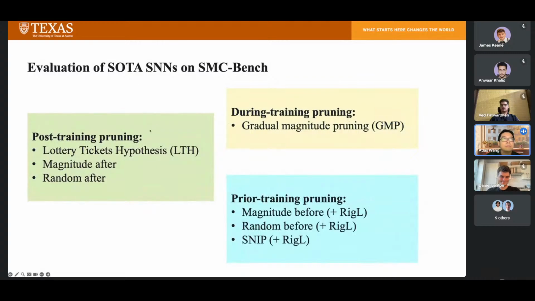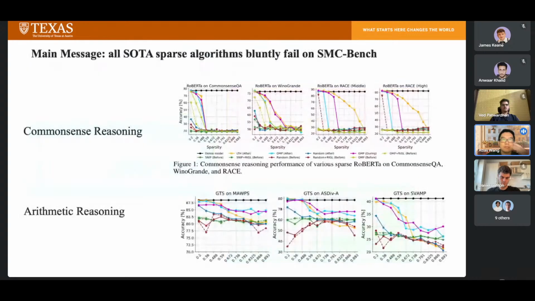Based on this benchmark, we have thoroughly tested the popular standard pruning options, including pruning after training, such as lottery tickets. We indeed tried lottery tickets on those, so that's a lot of iterative retraining, magnitude pruning and iterative retraining, and random pruning. We also tried pruning during training, gradual magnitude pruning, and pruning before training, pruning at initialization methods such as SNIP and other random methods. So the main message is very simple.